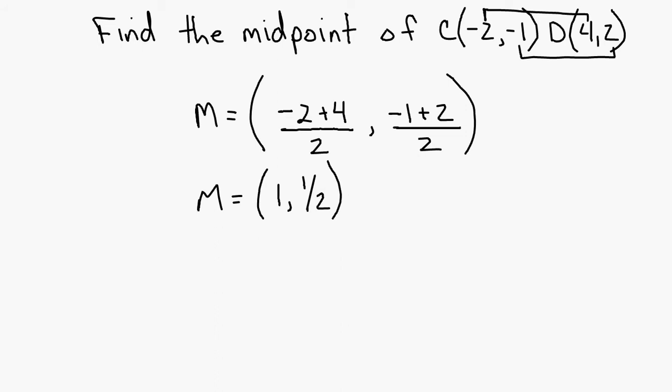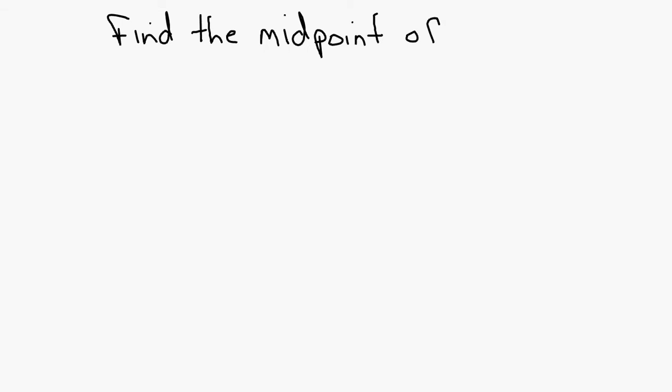Okay? So find the midpoint. E is at negative 2, 3. F is at 5, negative 3. The letters are the endpoints of a segment.